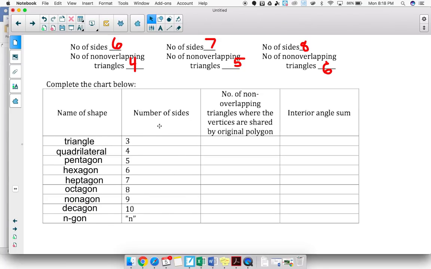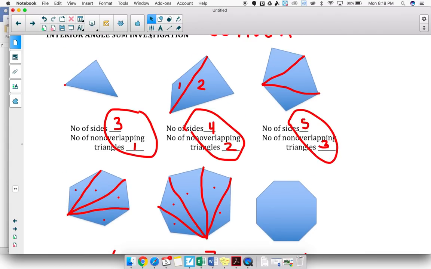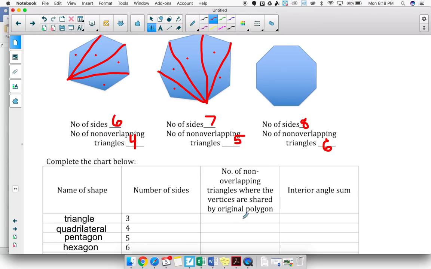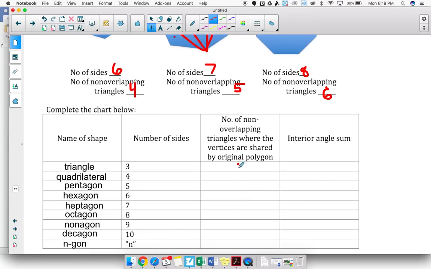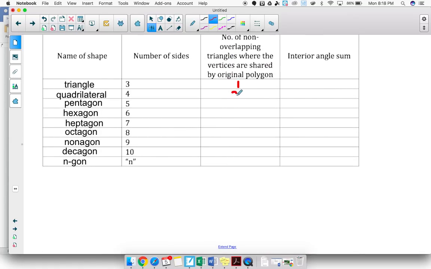Okay, so going back to our chart. On the 3-sided triangle, we had 1 non-overlapping triangle inside of it. The 4-sided quadrilateral, we had 2 triangles, and you're going to see a pattern here. 5-sided, we had 3. 6-sided, we had 4. And so again, just kind of filling this pattern in, you'll notice they just go right in order.